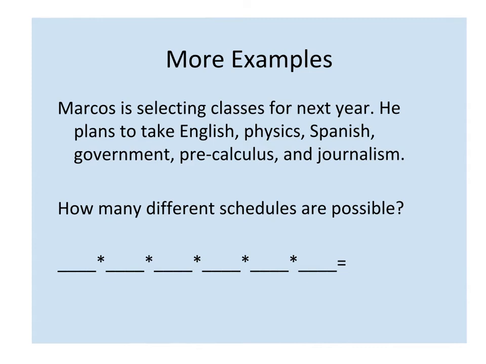Marcos is selecting classes for next year. He plans to take English, physics, Spanish, government, pre-calculus, and journalism. How many different schedules are possible? So again, we have 6 blanks because there's 6 different classes. So he could have all 6 of those classes first period, but if he has one of them first, then he would have 5 of them second, and then 4, then 3, then 2, then 1. So again, this becomes a factorial question, which is just 6 factorial, which is equal to 720.